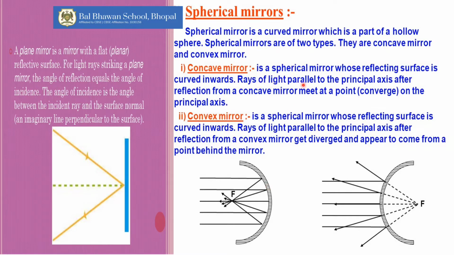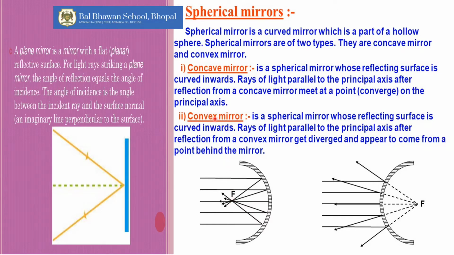And the rays of light which are parallel to the principal axis, after reflecting from a concave mirror, meet at a point. As you can see in this figure, the rays which are falling on the surface are reflected back, and they meet at a point, which is known as the principal focus. So in the case of a concave mirror, rays actually meet at a point, that is, they converge at a point on the principal axis.